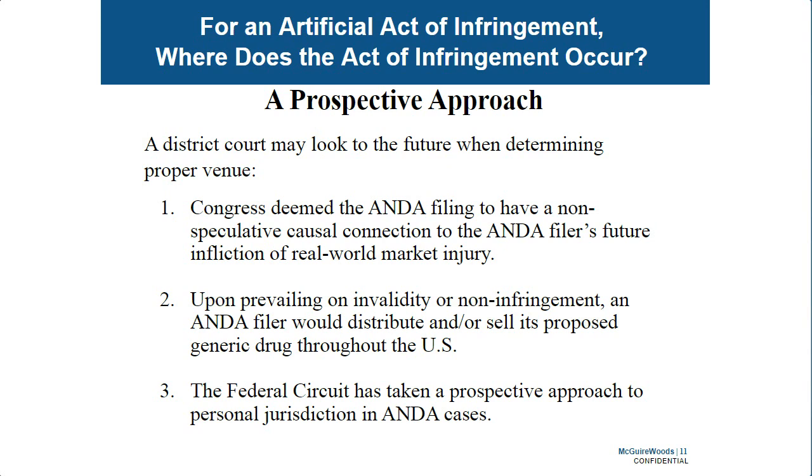So the filing of the ANDA is actually connected to the future distribution of the drug product. So upon prevailing on invalidity or non-infringement, the ANDA filer could distribute or sell the proposed generic products throughout the United States. So anywhere the ANDA filer will be selling or distributing the drugs will be a place where an act of infringement has occurred. So that's a prospective approach.